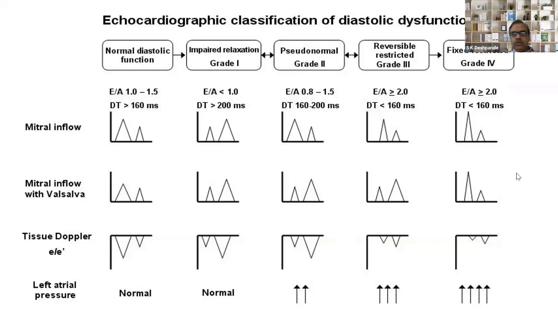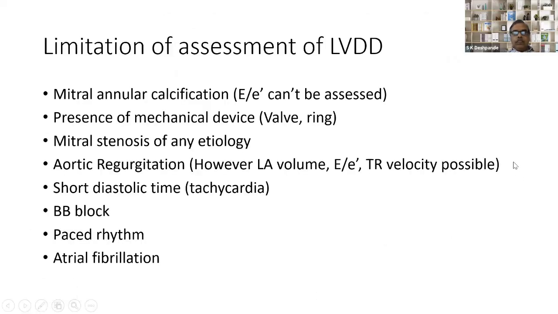These are tissue Doppler readings, and they also do a Valsalva to check whether it is a reversible restrictive pattern, where drug therapy can work, or a fixed restrictive pattern. If it is a fixed restrictive pattern, it is a very high risk patient, who can have a major adverse cardiovascular event during anesthesia. These are the limitations: mitral annular calcification, presence of a mechanical device, and mitral stenosis of any etiology. When LA pressure increases, there could be some other etiology, so we have to take into consideration bundle branch block, paced rhythm, or atrial fibrillation.